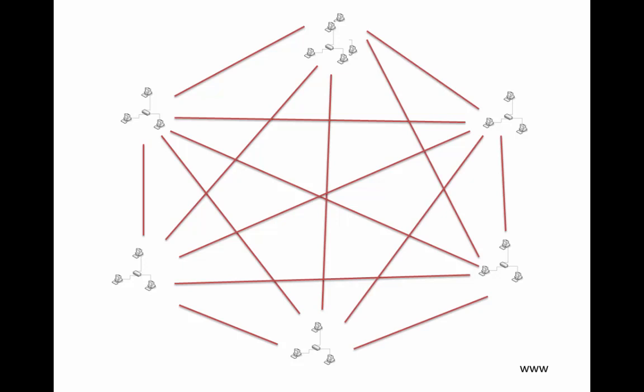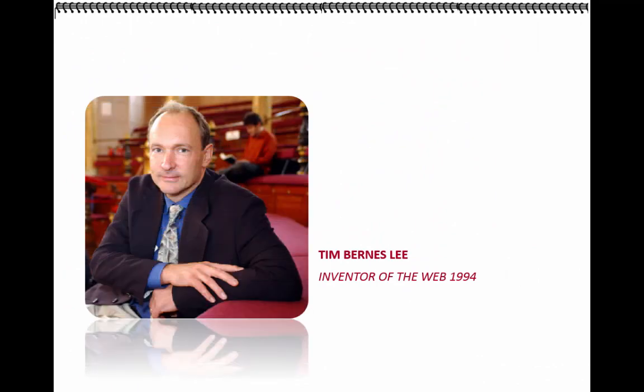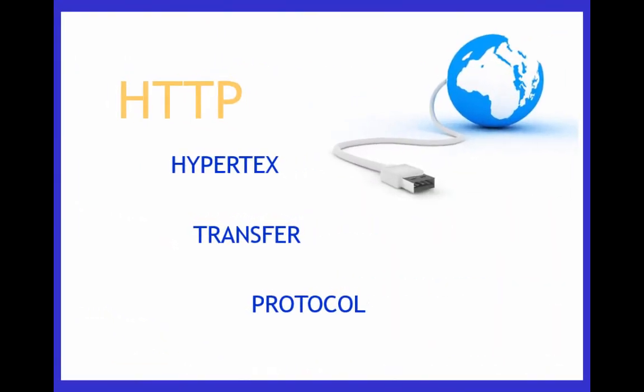And since this connection is global and it looks like a cobweb, you can call it the World Wide Web. So the World Wide Web is an example of the internet, the most popular example of the internet. It was invented by Tim Berners-Lee in 1994. This is Tim Berners-Lee, the inventor of the internet from the UK.